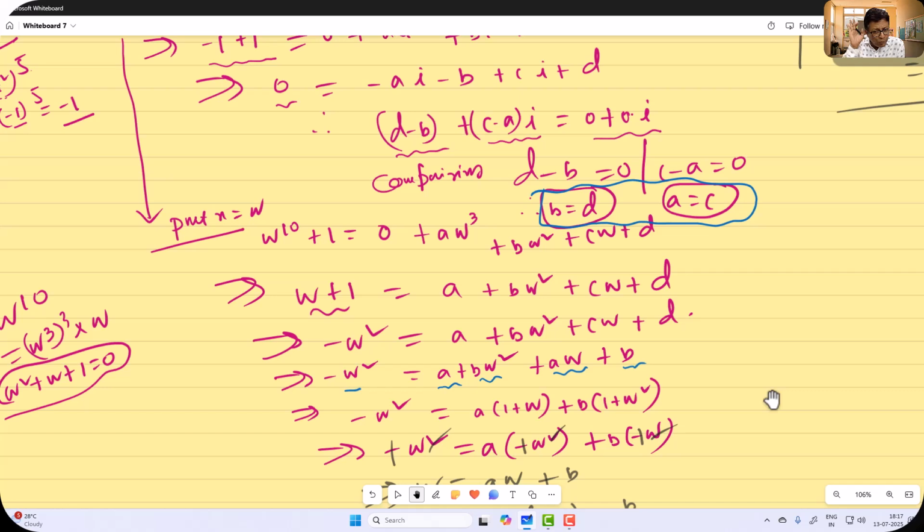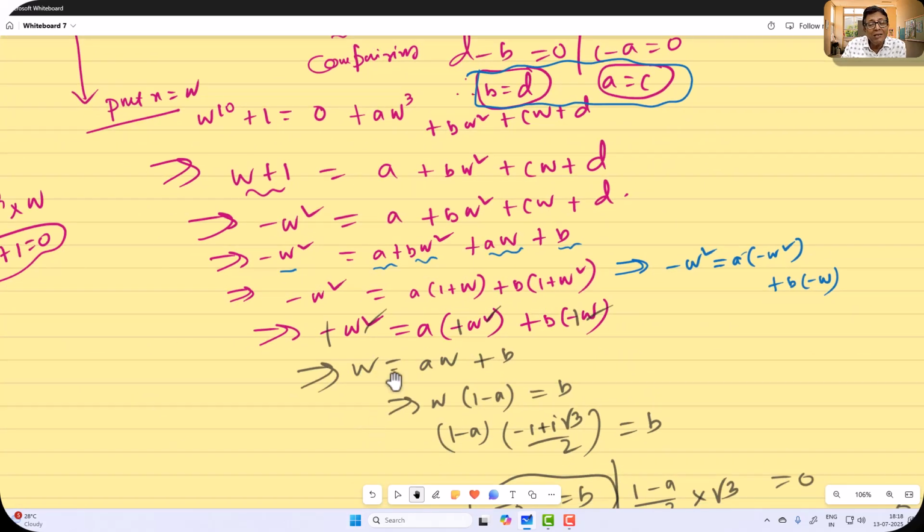This is the game of omega. 1 plus omega square is what? Minus omega square. This step if you write, this is going to be what? A into minus omega square b into minus omega. Make all negative signs into positive ones. Then cancel omega from two sides. We have omega equal to A omega plus B. Take it on the left side, omega into 1 minus A equal to B.